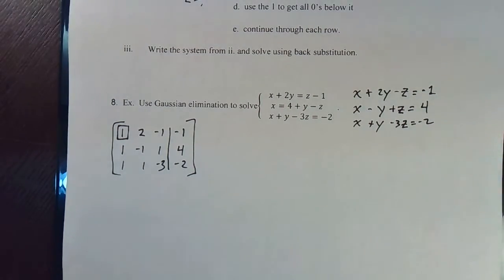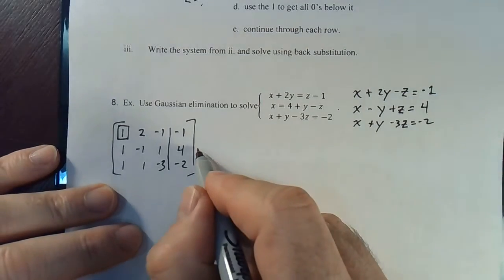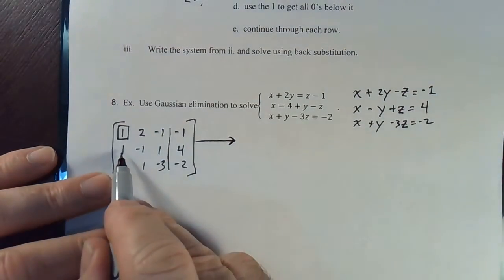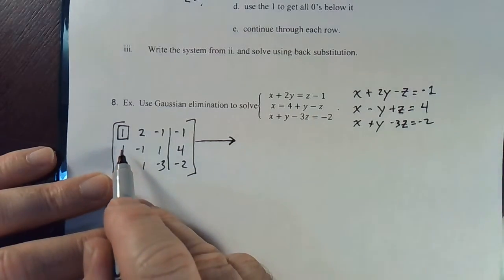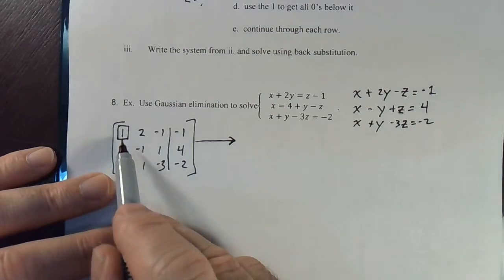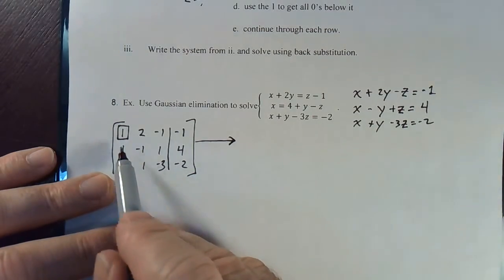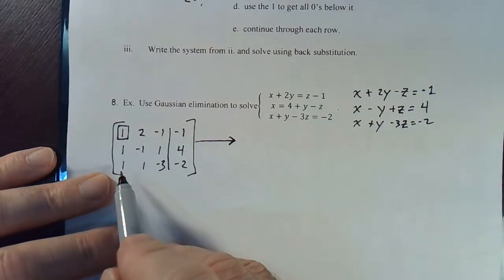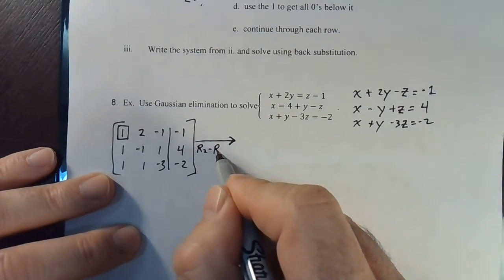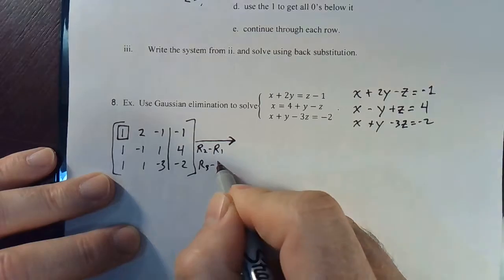But we started off with that 1, so now let's use that 1 to get zeros below it. This will be really easy. All I have to do is subtract row 1 from row 2, and subtract row 1 from row 3 to get zeros below it. So I'm going to say row 2 minus row 1, and row 3 minus row 1.